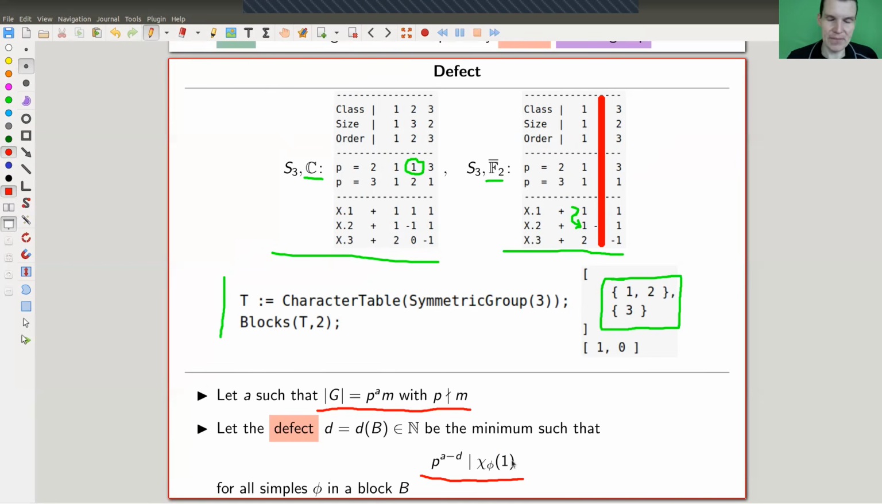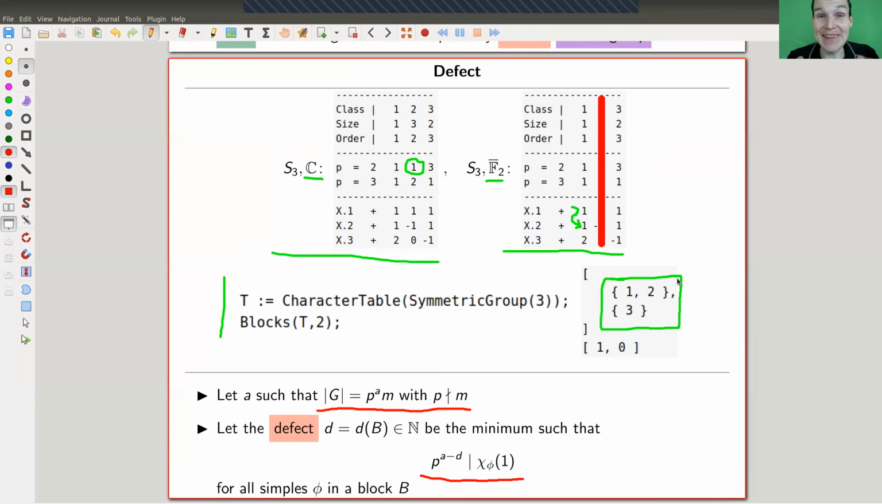So the definition of a defect is basically the biggest power of p. Well, the defect is this negative nonsense. Let's ignore that. The biggest power of p that divides the dimension of the simples in the block. Yeah. So in particular, it turns out that this is a really good measurement. So the defect is 0.